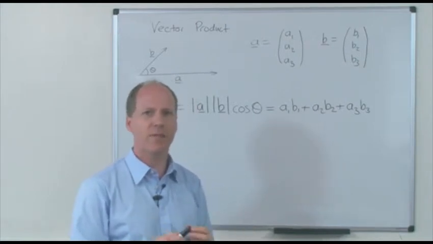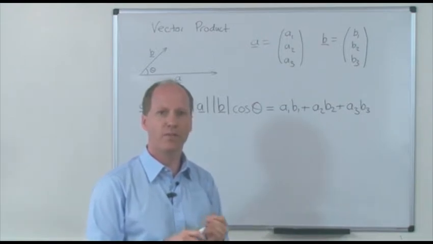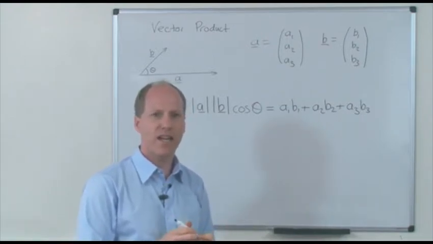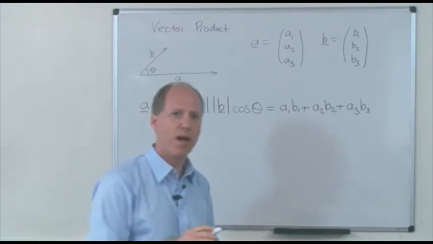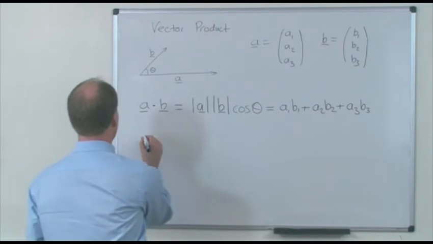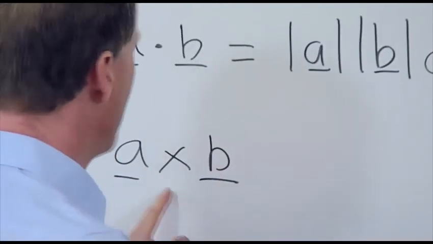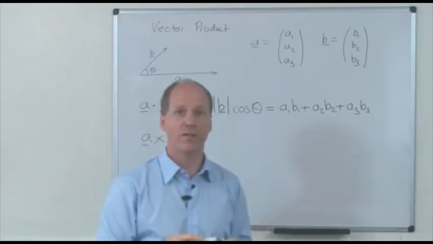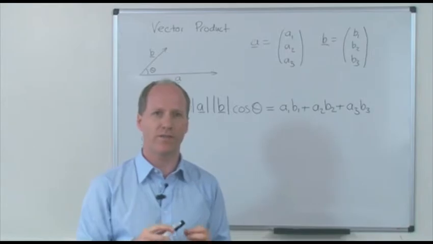However, there's a second type of product that we can define in 3 dimensions, called the vector product. As its name suggests, this is the result of a vector rather than a scalar. And we write this product with a cross instead of a dot to distinguish it from the dot product. And it's important to note that these two products are quite different.